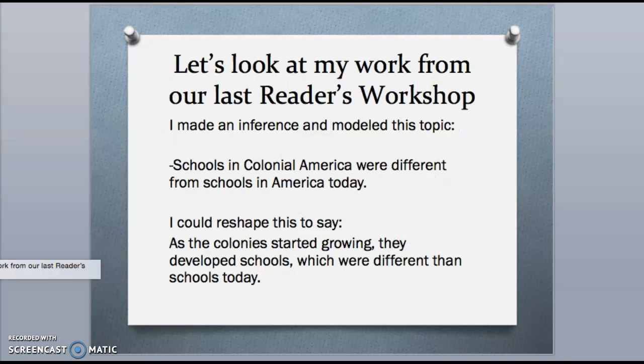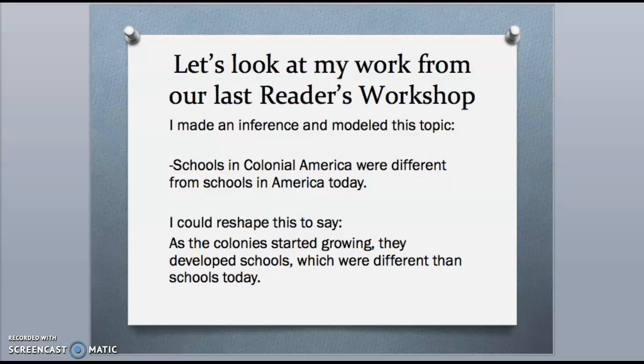So let's look at my work from our last reader's workshop. I made an inference and I modeled the topic of schools. And I said schools in colonial America were different from schools today. I could reshape this if I think about that question, how did the American colonies grow and develop? And I could say my topic this way. As the colonies started growing, they developed schools, which were different than schools today.